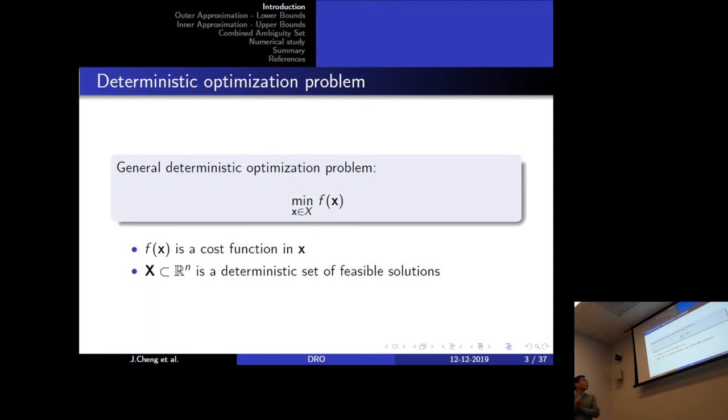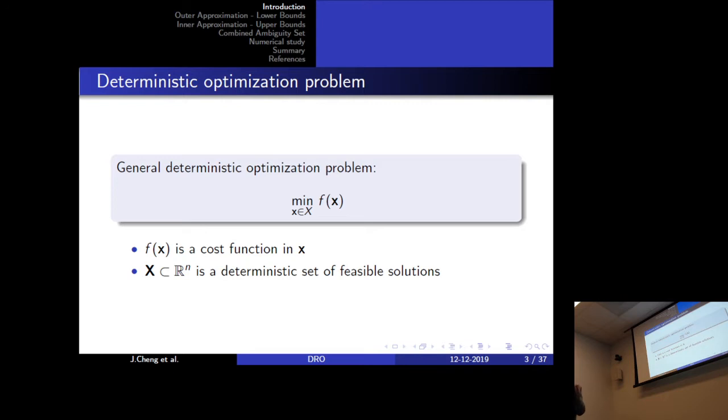So here is a very general deterministic optimization problem. We have an objective function, f(x), to minimize subject to some feasible region X. I want to remind you that in this optimization problem, there is a strong assumption: all the parameters involved are deterministic. Okay, that's the deterministic optimization problem.